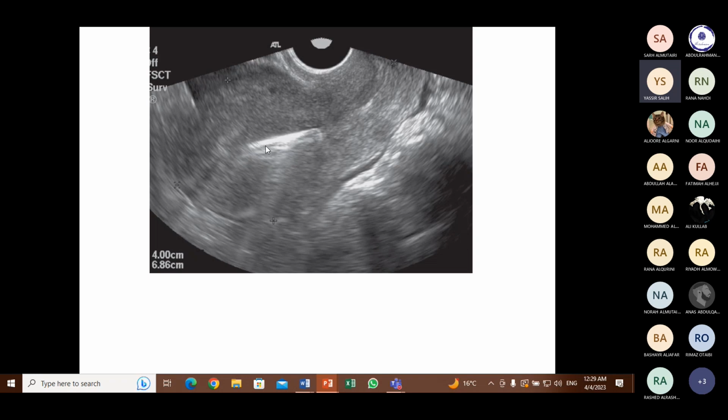How do we describe this in sonographic terms? Hyperechoic. Yes, and the shape of this is linear. This is a linear hyperechoic structure. In which part of the uterus do you see this? In the center. Here is the myometrium and this is the endometrial cavity. So what is this? This is most likely what? A linear hyperechoic structure in the uterine cavity.